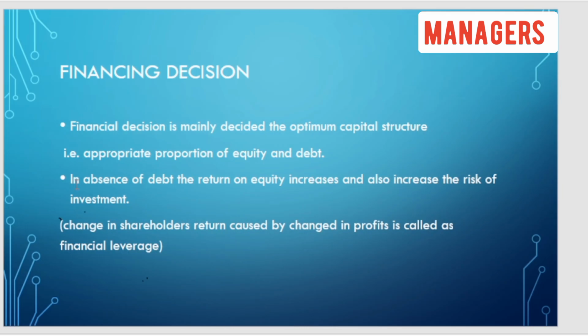In the financing decision, we mainly decide the optimum capital structure, that means the appropriate proportion of equity and debt. In the absence of debt, the return on equity shares increases, and the risk of investment also increases. If you decrease your debt, the company has higher earnings per share. But if you increase your debt, your earnings per share will decrease.